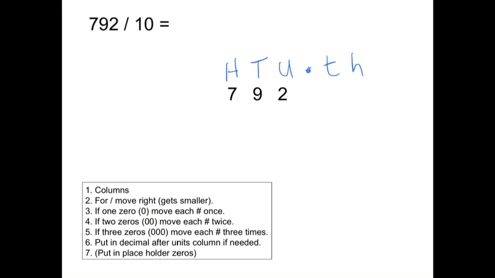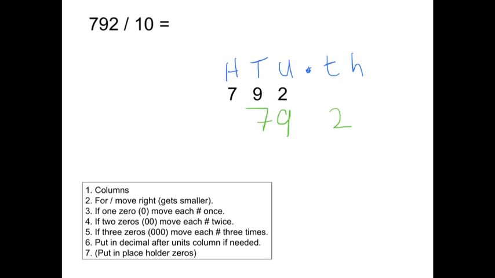So, start off with the number on the right hand side first. The 2, I'm going to bring down. I'm going to skip the decimal. The 2 goes there. Next, the 9, I'm going to bring down. I'm going to move once to the right, there. And the same with the 7.